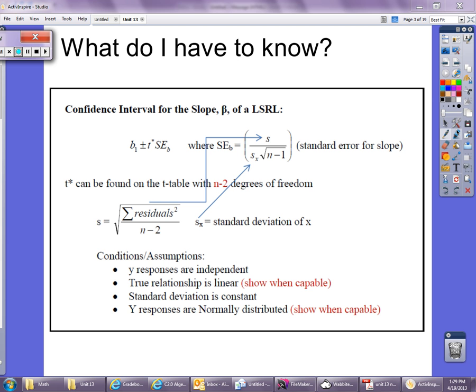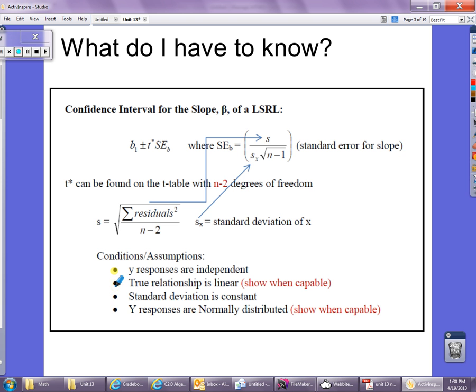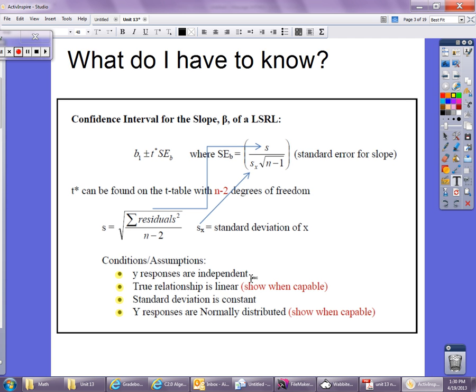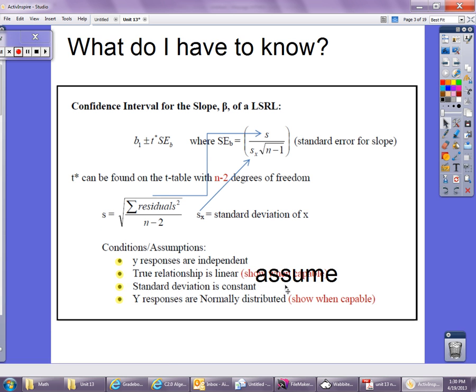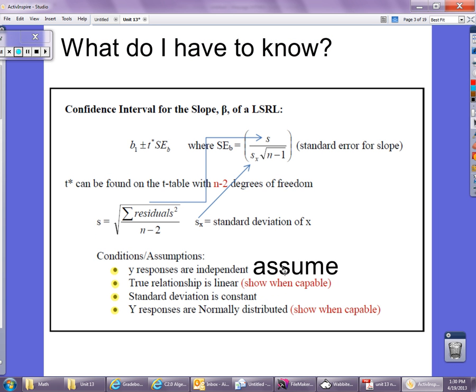It would be very helpful for you to have memorized your conditions and assumptions. Remember that there were 4 conditions and assumptions that you had to know. So remember that the first one and the third one you always assume, and then the second and the fourth one you're going to show the relationship is linear with a scatter plot and the normal distribution with a histogram most of the time.